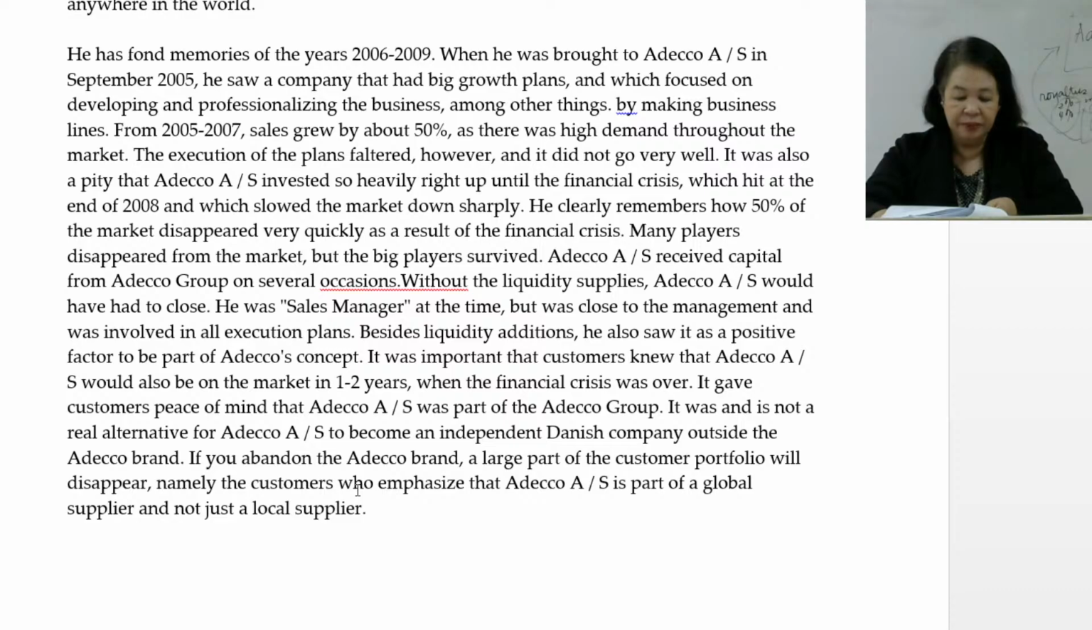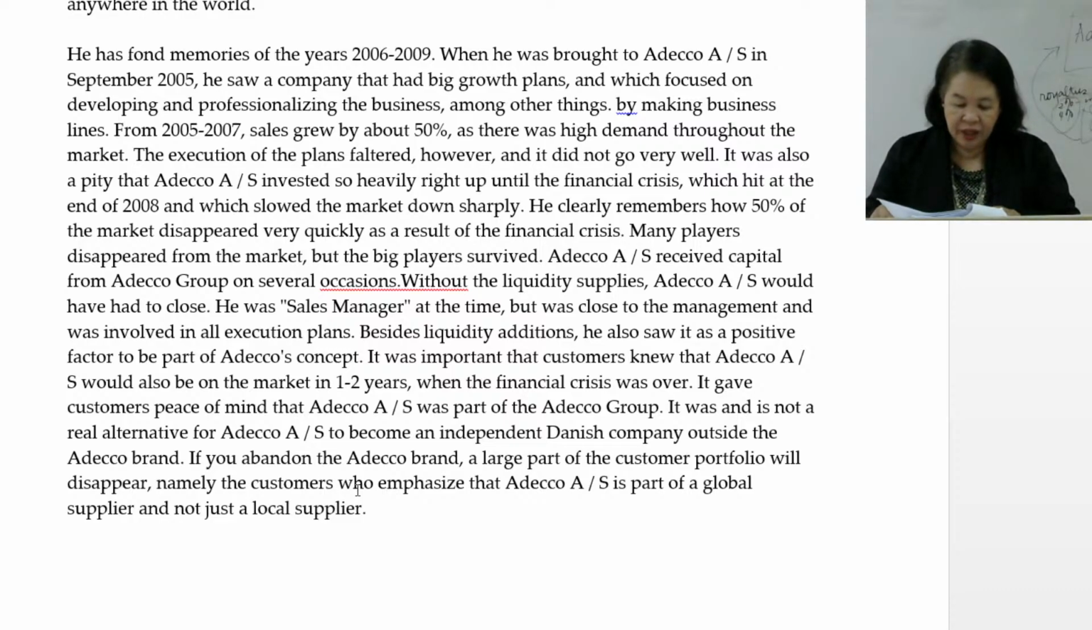Adecco AS received capital from Adecco Group on several occasions. Without the liquidity supplies, Adecco AS would have had to close, no? So, what else did the Adecco group help with? They supplied capital, no? Capital was injected into them.